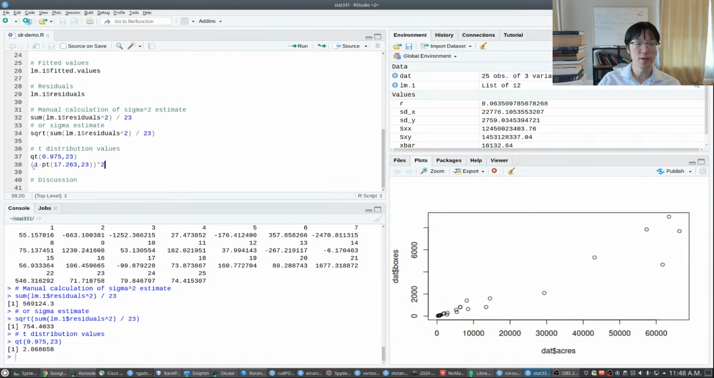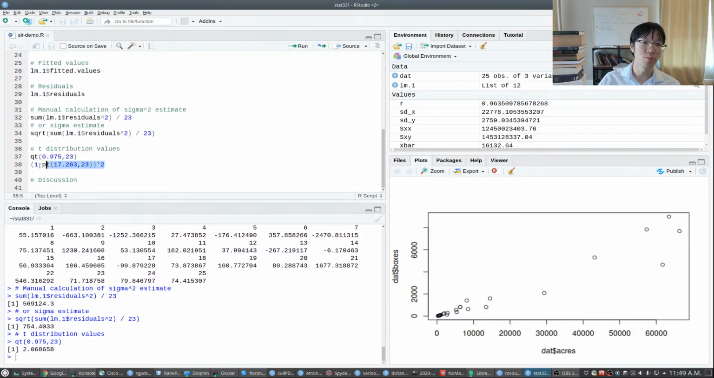And finally, we can get the p-value. Okay, so to get the p-value, remember we need the tail probability. So 1 minus the probability up to 17.263 is the right tail of the t distribution, and the p-value is to take two times that given the symmetry.